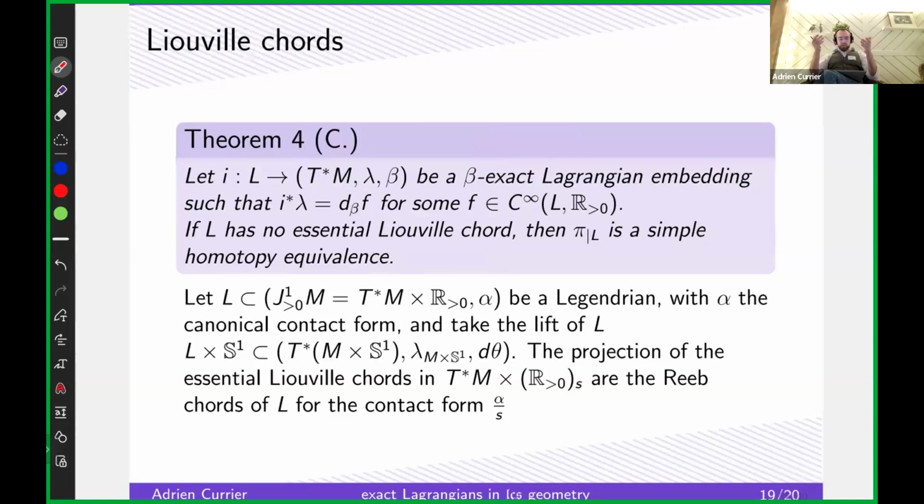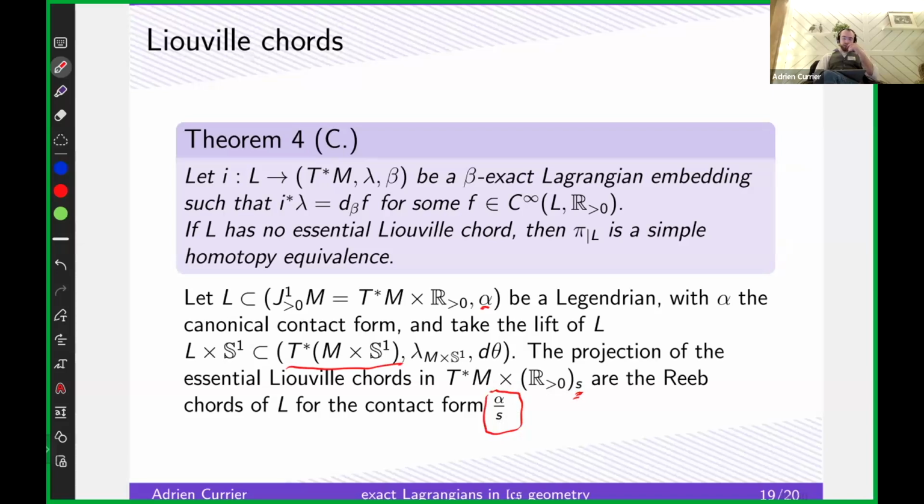the jet space, and with alpha also the canonical Liouville form, if you take the lift of the Lagrangian in T star of M times S1, and you take its essential Liouville chords, then projecting back the essential Liouville chords in the jet space are going to give you the ruptures of L for the contact form alpha, over S being the coordinates in R.